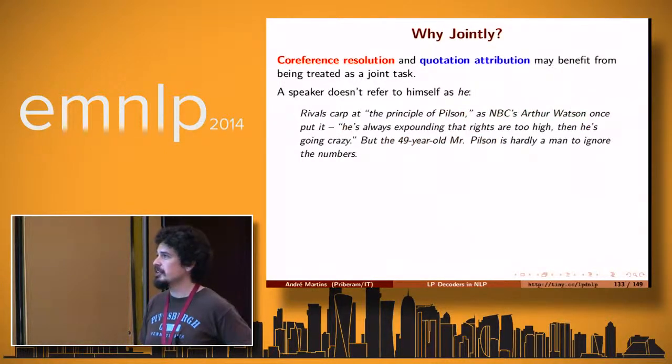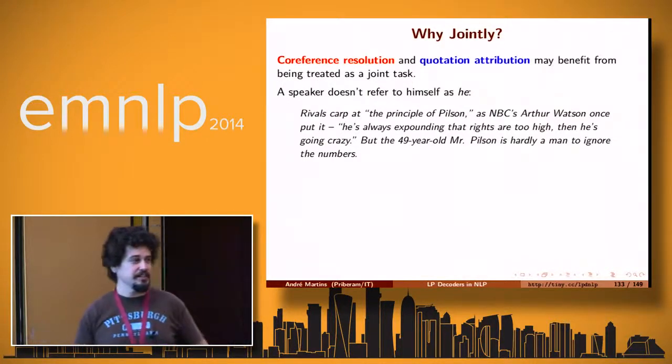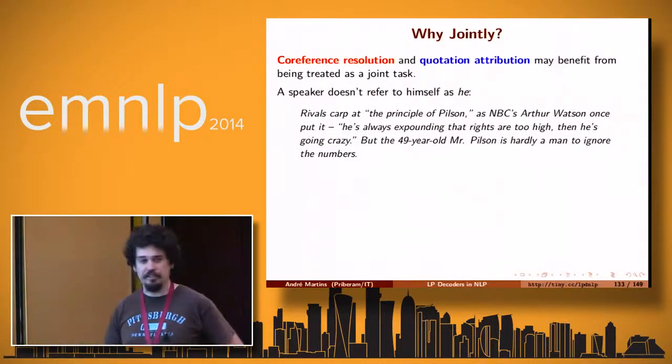So the first one is, you have a sentence here with a quotation, and it happens that the author of the quotation doesn't usually refer to himself as he. In this example, the quotation is this sentence, and the author of the quotation is Arthur Watson, and it's very unlikely that this he is coreferent with Arthur Watson, because he will never say a sentence referring to himself as he.